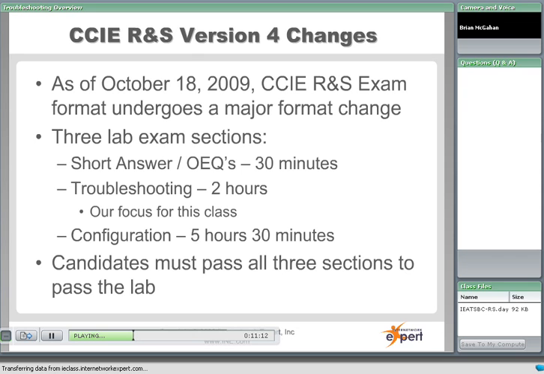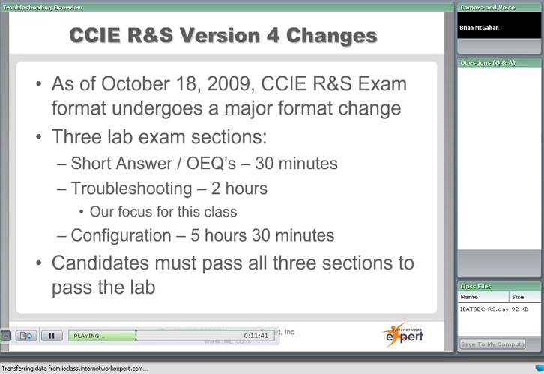Now, the first section, the short answer, is basically going to stay the same, where it is going to be 30 minutes of time. It's going to be 4 questions that we have to get 3 out of 4 correct in order to pass. Troubleshooting is going to be brand new. We'll talk in detail about the format of this new section, then followed by the configuration section, which has been around for quite some time in the exam.